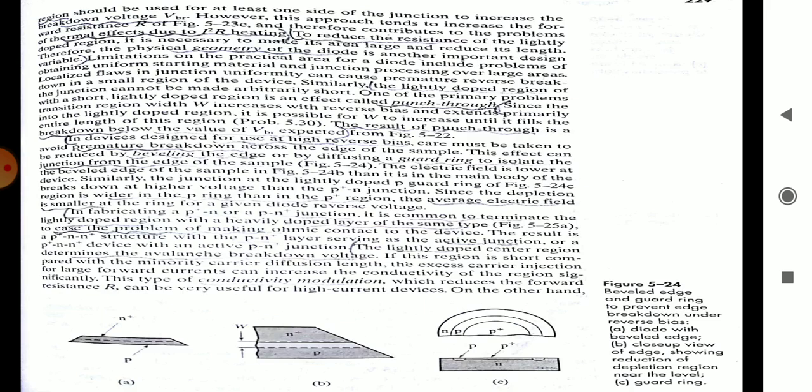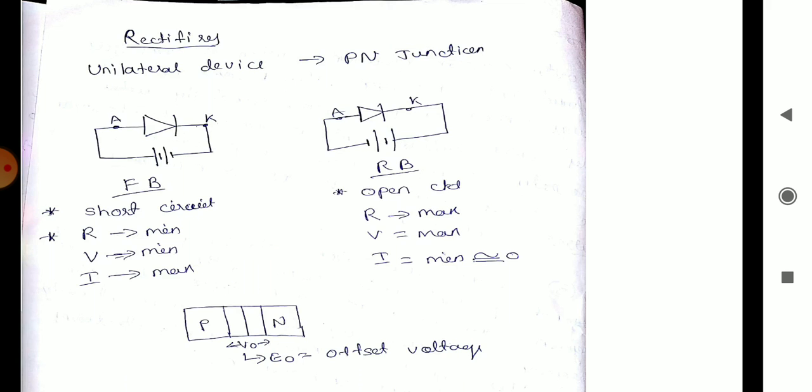We will revise quickly whatever we studied till now in the rectifier topic. So a rectifier is nothing but a unijunction device, that is nothing but a diode. So one application of a diode itself is the rectification process. If a diode is forward bias, we call it a short circuit. If a diode is reverse bias, we call it an open circuit. If it is conducting, resistance is minimum, voltage is minimum and current will be more. If it is not conducting, resistance is more, voltage is more and current will be 0.